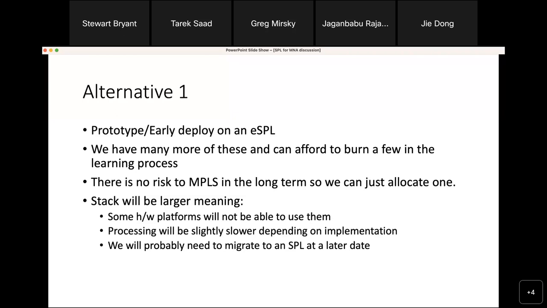So we could just go ahead and allocate one without much further discussion. But the consequence will be that the stack is larger. And that will mean that some hardware platforms will not be able to use the ESPL approach. Processing will be slightly slower than an SPL because it's two labels, but it all depends on the implementation, whether that is significant. And we will probably need to migrate to a proper SPL at a later date with all of the migration risks and all the migration hassles.